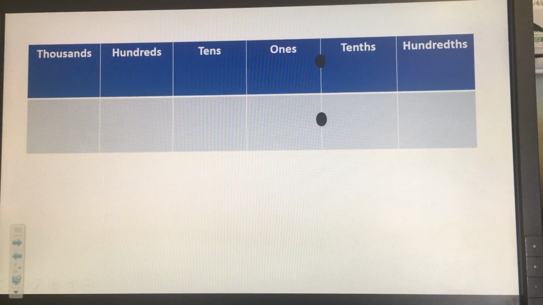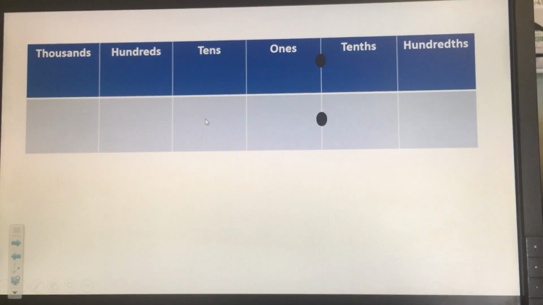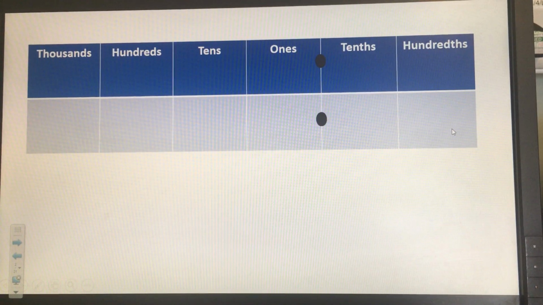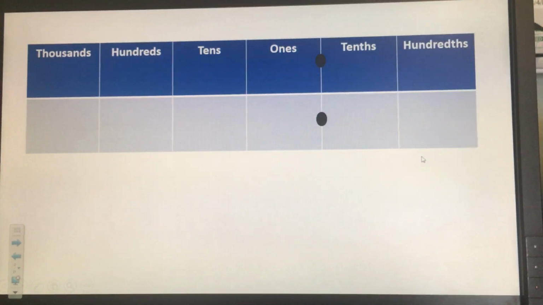So here I have my place value grid. Thousands, hundreds, tens, ones, decimal point, tenths and hundredths. This is something that we used last week, so you should be familiar with it. It's important to note the difference between these. So we've got hundreds and hundredths, tens and tenths. They sound quite similar, but they are different. So it's important that you spell those correctly. Okay.